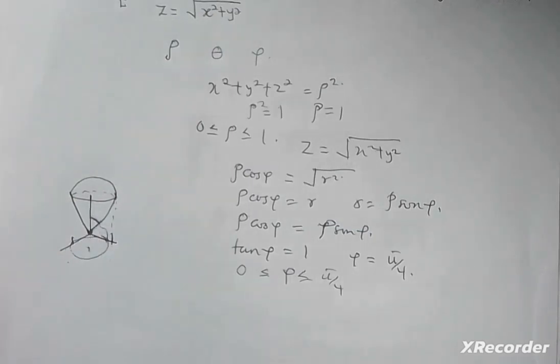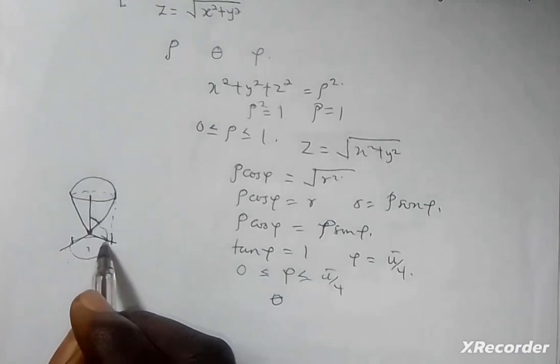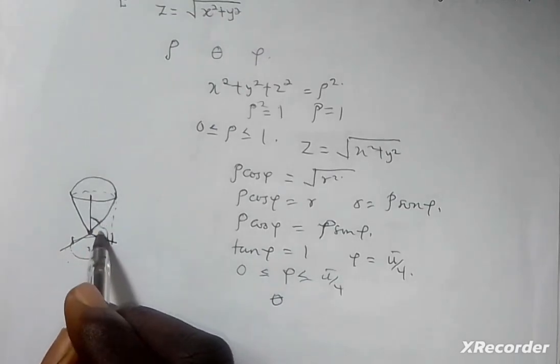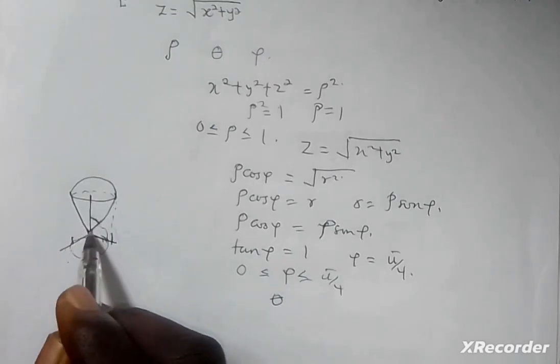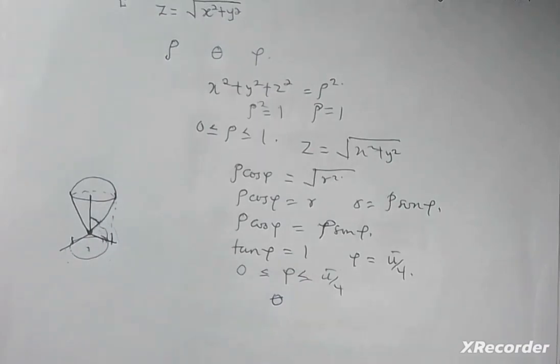Exactly half from the what? Z plane. So this is the interval for our rho. So for our phi, then we move to theta. We realize that there will be a projection of a fourth circle on our xy plane. Therefore, our theta is easily 0 to 2 pi. Then I think we are done.